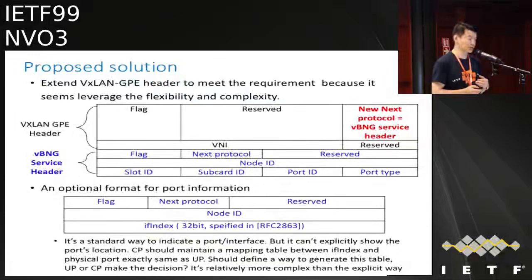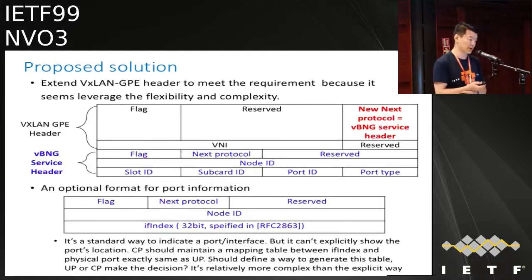So we extend the VXLAN GPE header to meet the requirement, because we think this way is more flexible and not so complex. As the diagram shows, we request a new next protocol in the VXLAN GPE header for the vBNG service header. And we define a vBNG service header to carry the port information. There are a flag, next protocol, and node ID, slot ID, subcard ID, port ID, and port type. And also there is another optional format for the port information, which is the interface index.